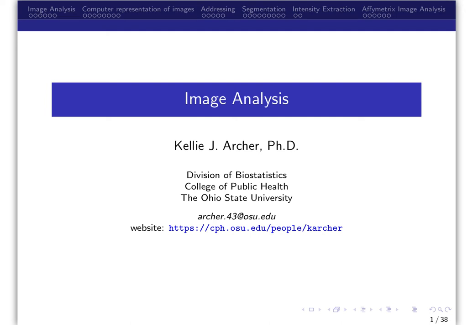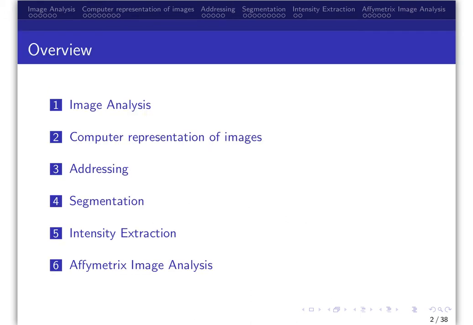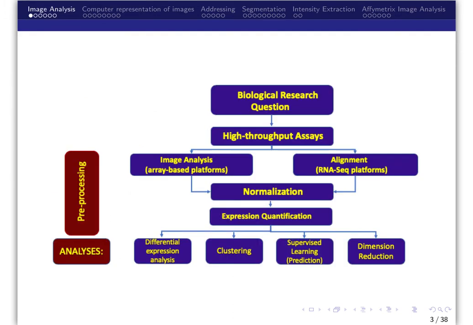The main goal of microarray image processing is to measure the intensity of spots or probes and quantify the gene expression values based on these intensities. This module will provide an overview of image analysis, which includes computer representation of images, addressing, segmentation, and intensity extraction, and then we'll look at the specific process used by Affymetrix.